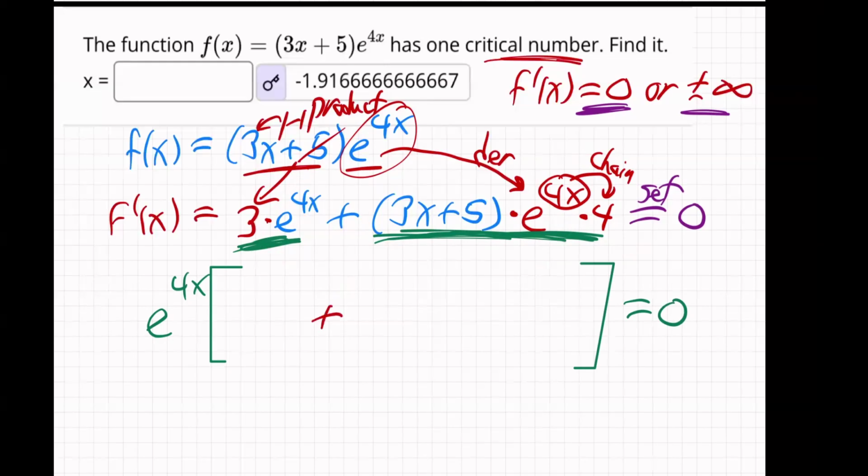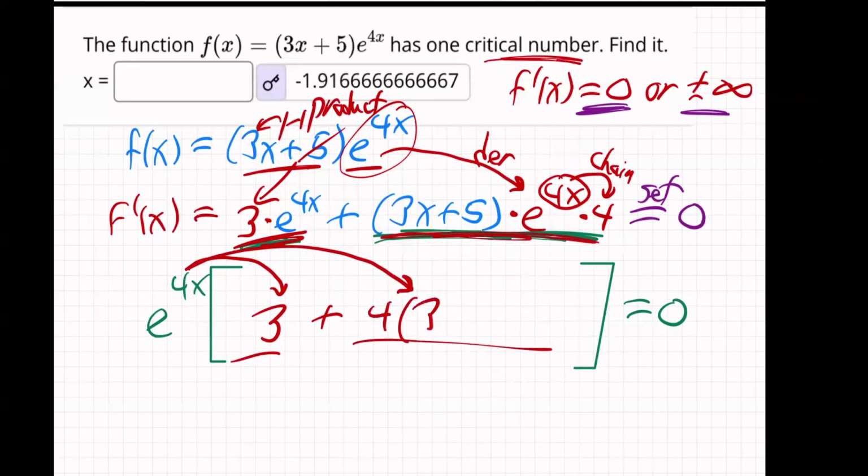What's left inside? Just ask yourself, e to the 4x times what? We'll go back to this. Well, just 3. And then e to the 4x times what? We'll go back to all of this. Well, I'm going to put the 4 in the front and the 3x plus 5. All right? Got the 4, got the 3x plus 5, and then when the e to the 4x hits it, boom, we're back to that. Okay, great, I see it.